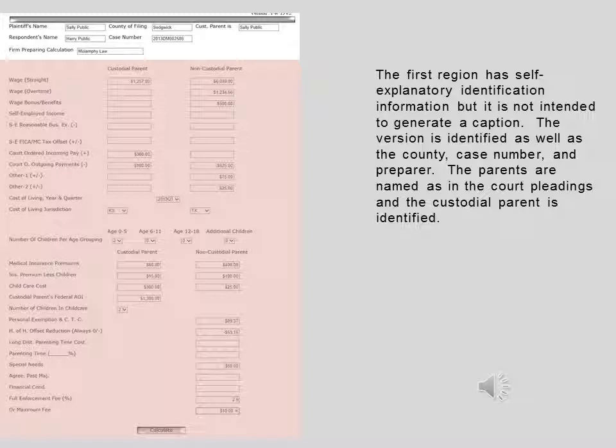The first region has self-explanatory identification information, but it is not intended to generate a caption. The version is identified as well as the county, case number, and preparer. The parents are named as in the court pleadings, and the custodial parent is identified.